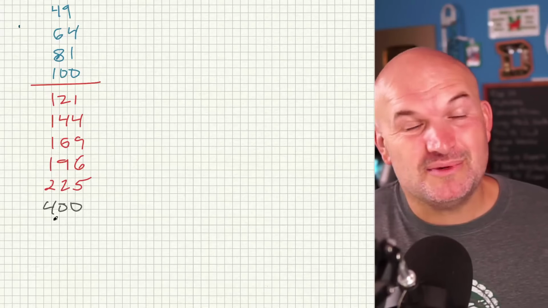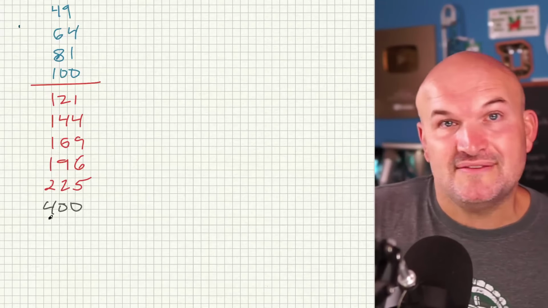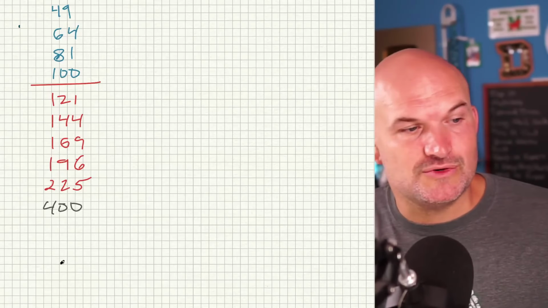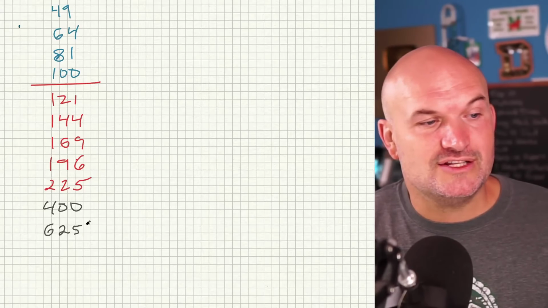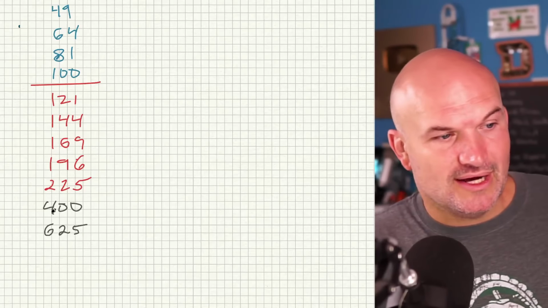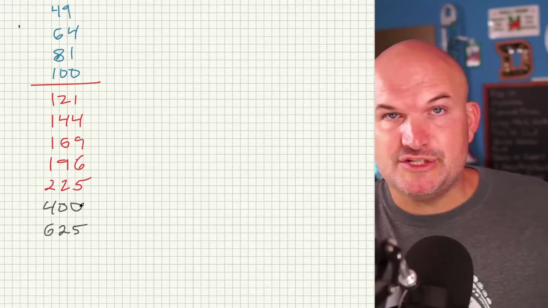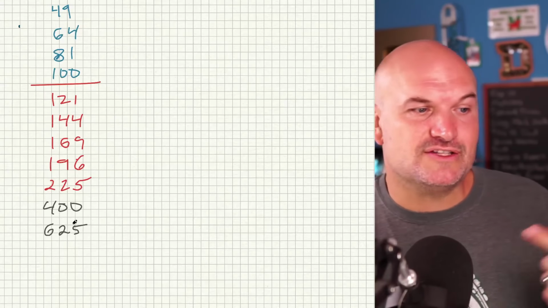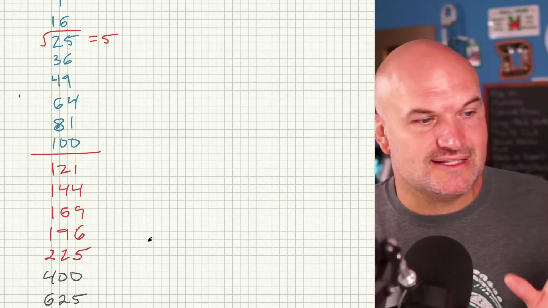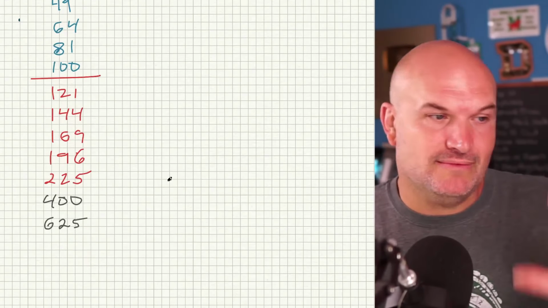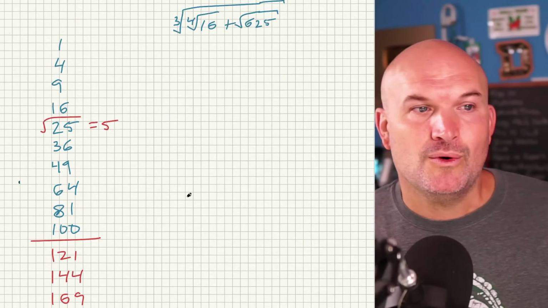Another number that comes up more often than 17 times 17 or 22 times 22 is 25 times 25. So you need to know 625. Again, the square root of 400 would be 20. The square root of 625 is going to be 25. These are all square numbers that I want pre-calculus students to know like the back of your hand.